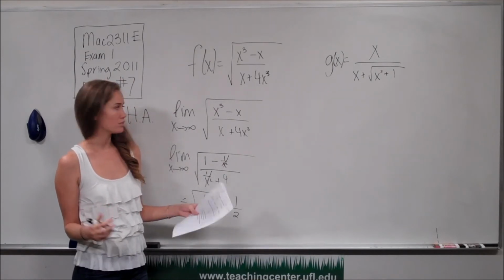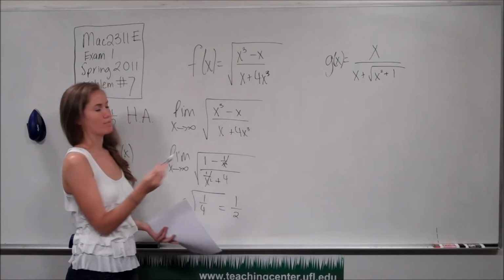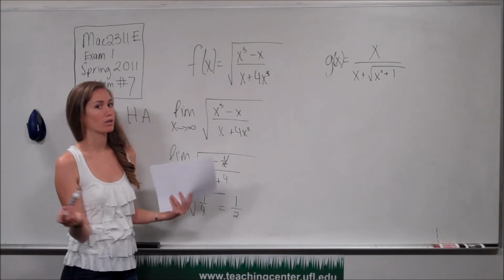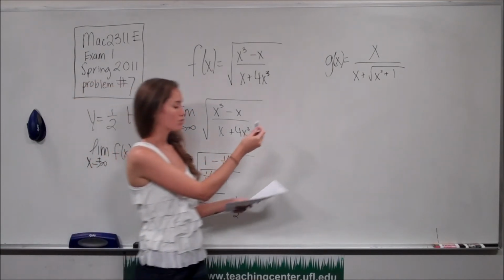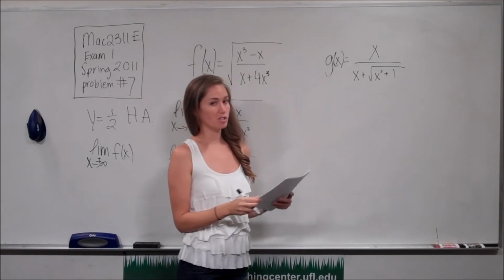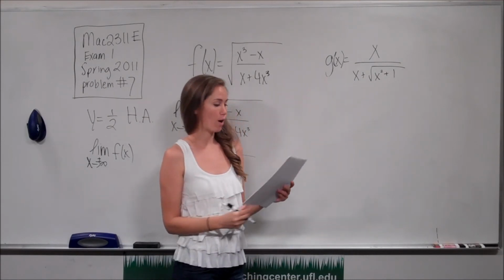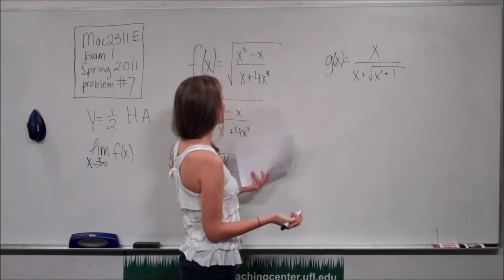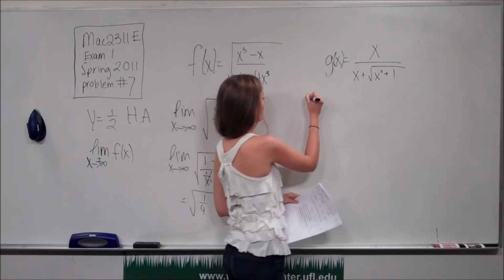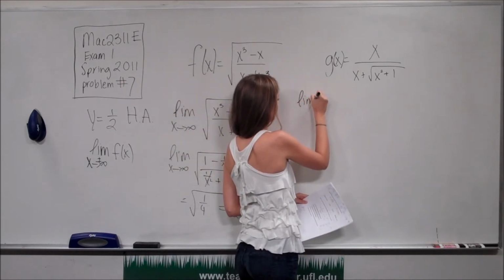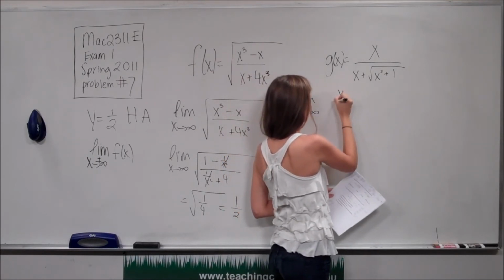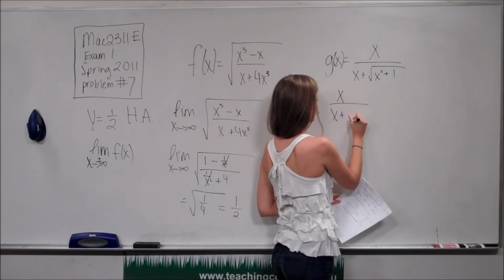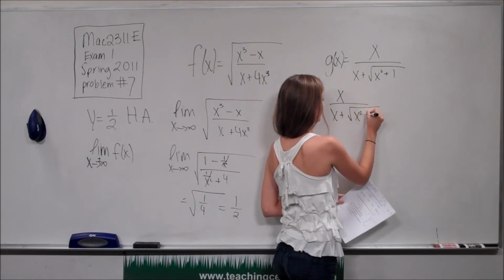We already know that, so we don't even have to solve for the limit as x approaches negative infinity, because one of the horizontal asymptotes is going to be 1/2 for f of x. Now we need to figure out if g of x has a horizontal asymptote at y equals 1/2. We're going to do the same thing that we did here: the limit as x approaches infinity of x over x plus the square root of x squared plus 1.